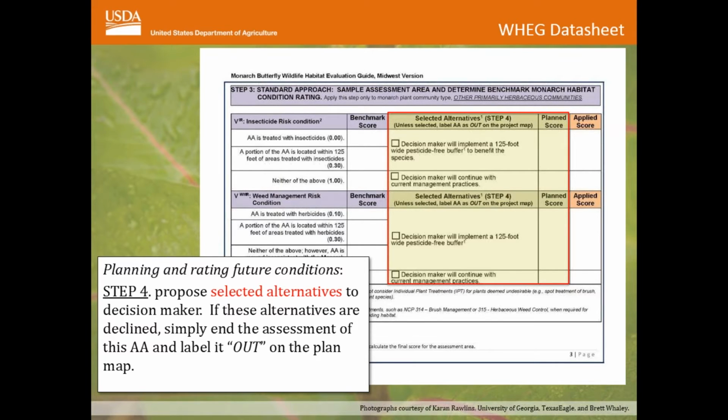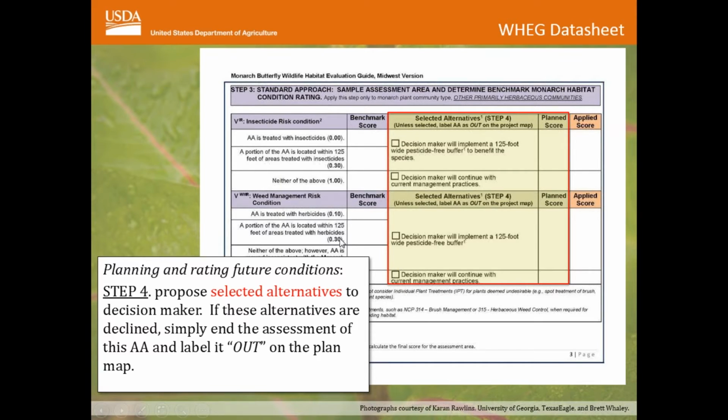So if you had a pasture, and let's say it had some forbs in it, had some milkweed, so you can't call it monotypic, and you're running the wildlife habitat evaluation guide here. If it's treated with insecticides, your benchmark would be a 0, but then the landowner would have to check this and say that they were going to have a 125-foot buffer, and that buffer could either be part of the cropland or part of the pasture land, but you need to have that buffer included there for the pesticide-free. It doesn't have to be herbicide-free.